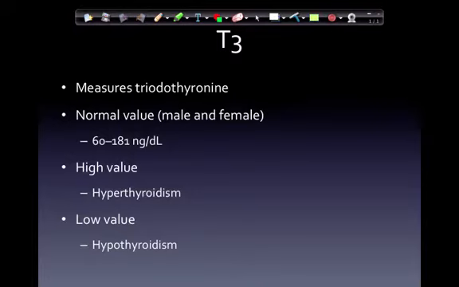T3 measures triiodothyronine. It's a lot easier to say T3 on that. Normal values for male and female are 60 to 180 nanograms per deciliter. High values of this thyroid hormone would suggest hyperthyroidism. Low values would suggest hypothyroidism. Now, since the thyroid hormones increase metabolism systemically, we might get somebody that looks like they're about ready to come out of their skin, or thyroid storm, presents with hypertension, tachycardia. So just be aware of that. It could be nothing more than a high amount of thyroid hormones running around in their body.